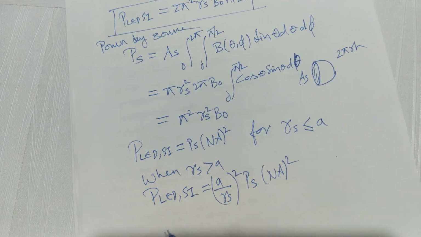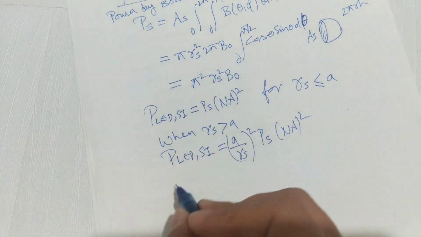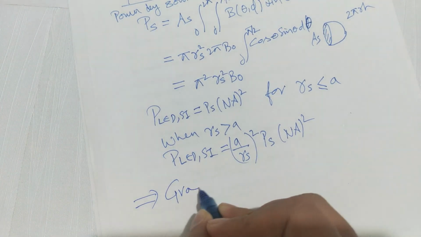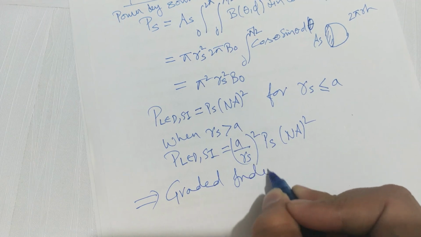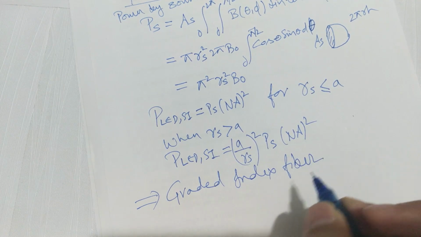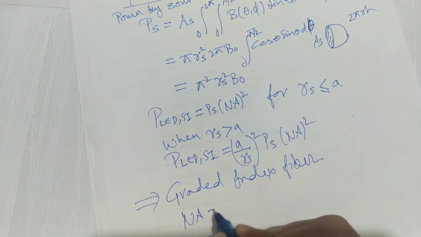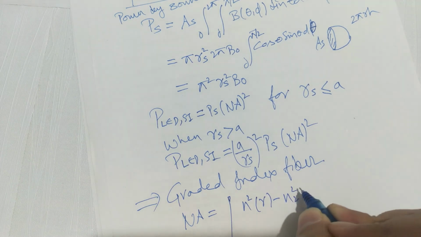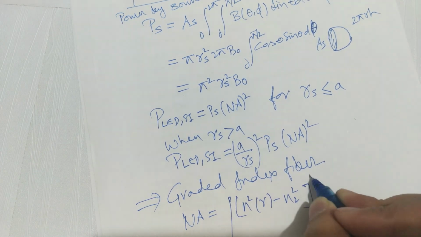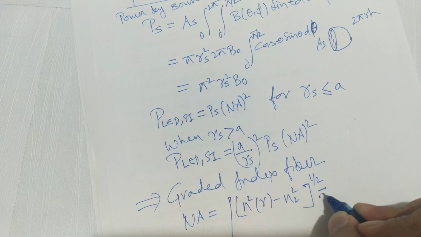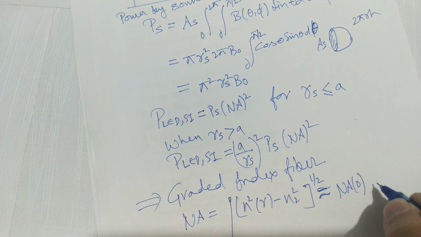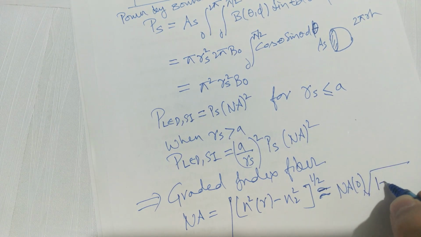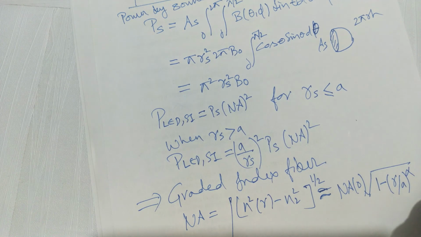Now in case of graded index fiber, we know that the numerical aperture can be written, using previous formulas, to the power half, which is approximately equal to under root 1 minus r by a power alpha when r is less than or equal to a.